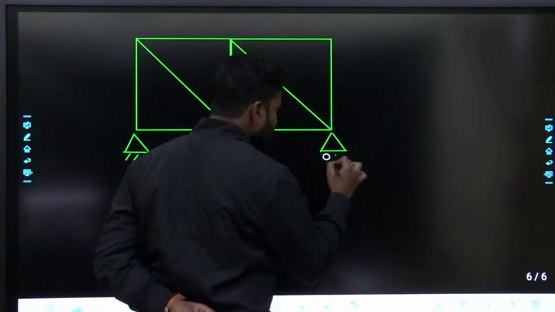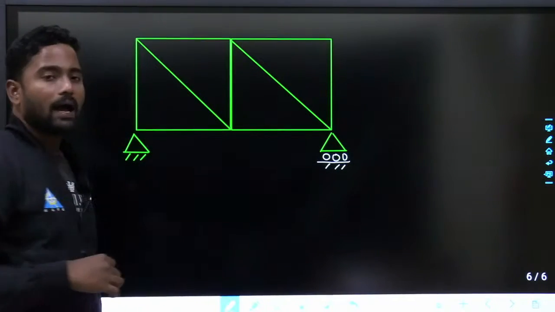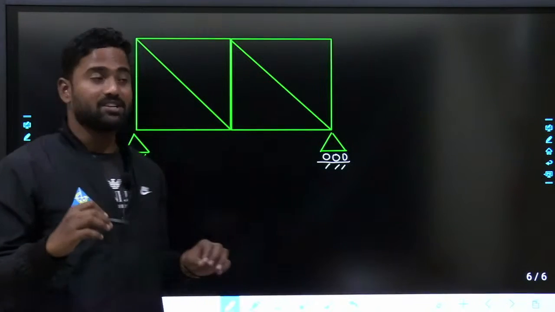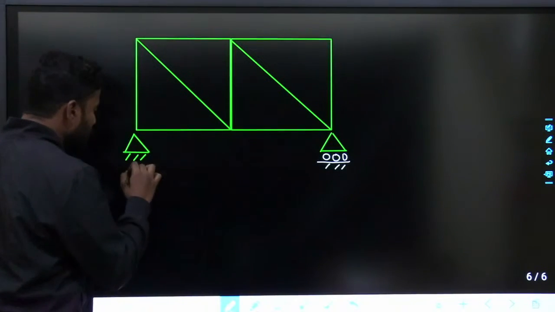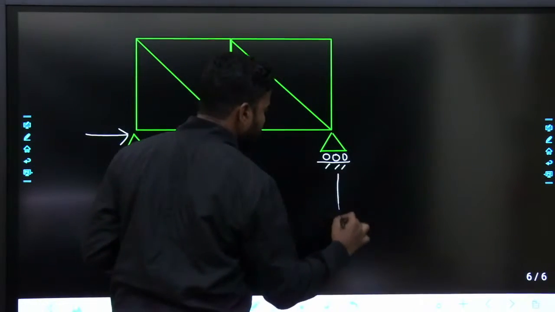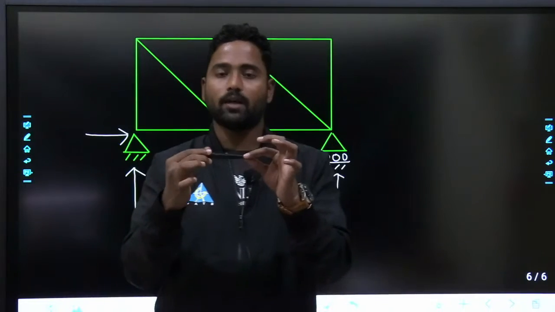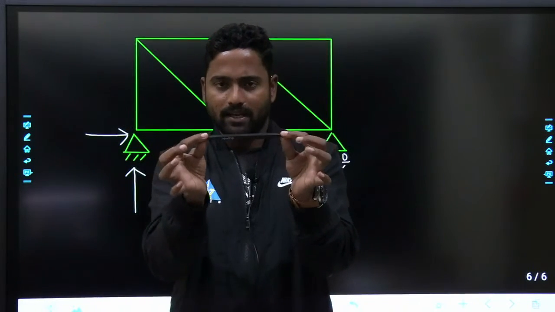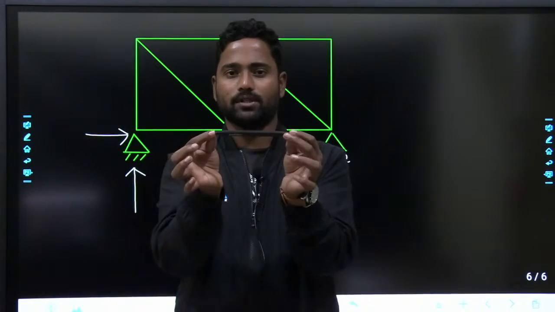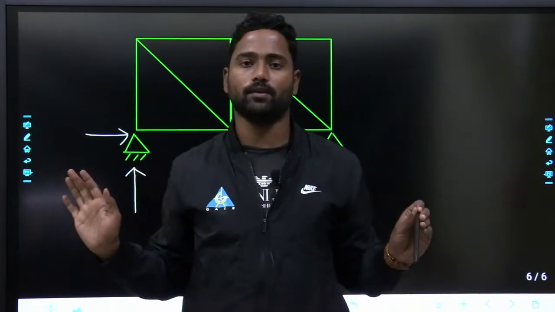The difference between trusses and frames: trusses are axially loaded members. They will take either tension or compression, but they will not take any bending. That means whenever you apply the load, a member is said to be a truss member if it takes only tension or compression. It will not take anything else.